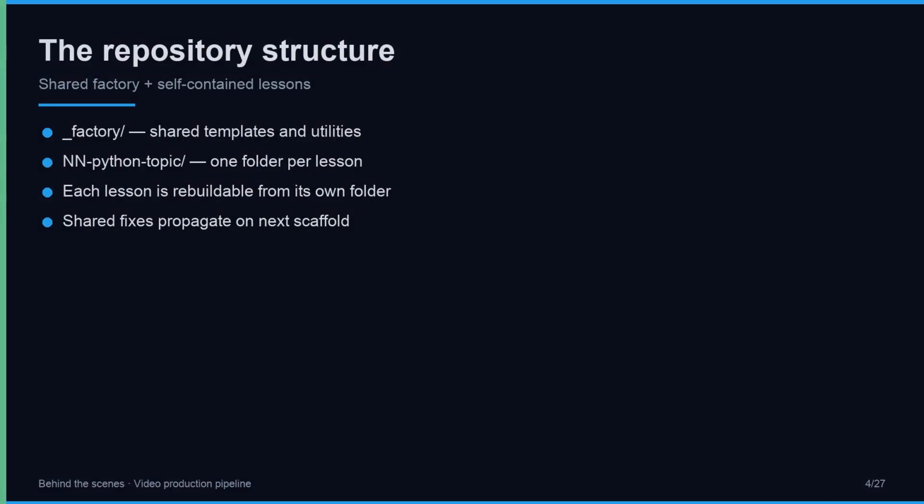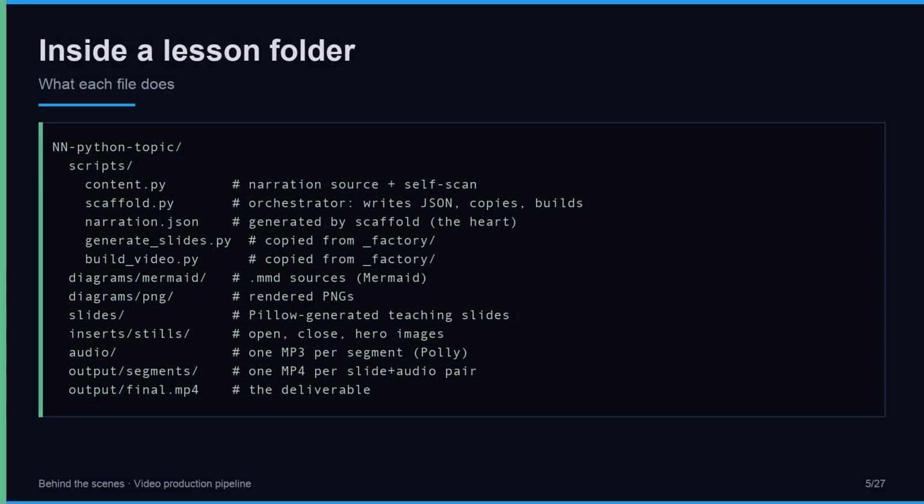The repository has two zones. The first is the factory, a shared folder called _factory that holds templates and utilities, the slide generator, the video builder, the duration estimator, the Mermaid theme config, and the brand open and close images. The second zone is the lessons, numbered folders, one per lesson, each fully self-contained. Every lesson folder has its own content file, scaffold, slides, audio, and output. You can rebuild any lesson from its own folder without reaching into the factory for content. Factory plus lessons.